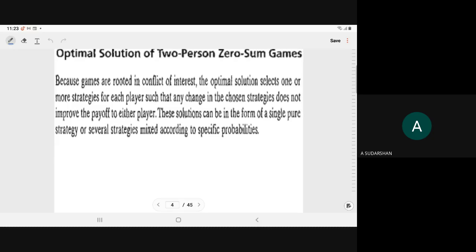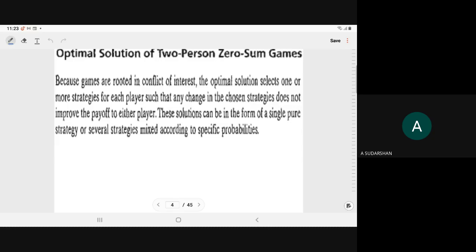Means if I am winning, I have selected a few strategies. It is confirmed that I am winning, and I want to win with the maximum difference. So for that purpose I have chosen some alternatives. If I change those alternatives, naturally my difference of winning will reduce, right? So that is the optimal strategy.